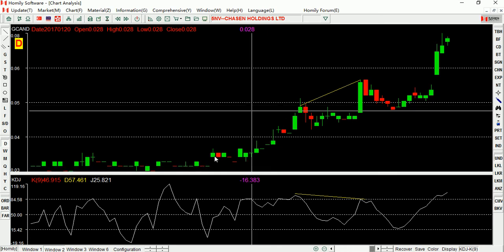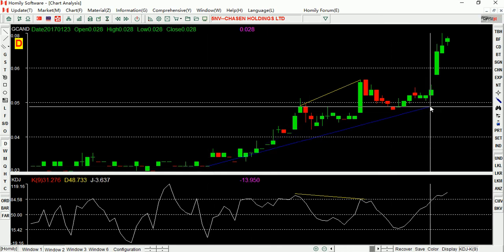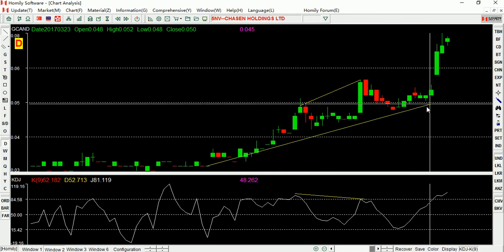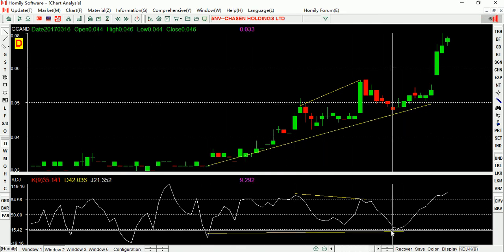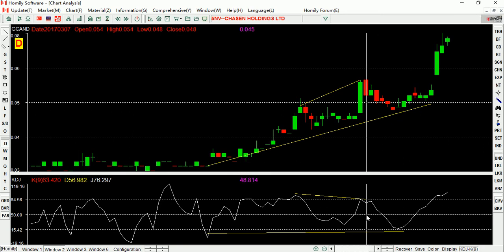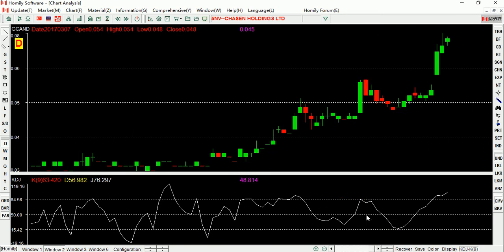Then we see here the low point. The low point is higher, and we can see this candlestick is still higher. So there's no deviation. Okay, so let's see the next one.